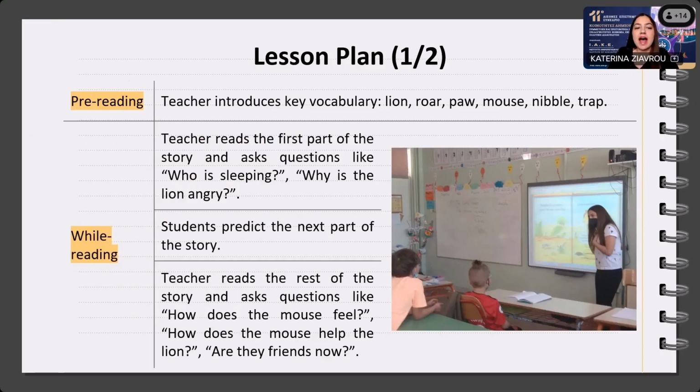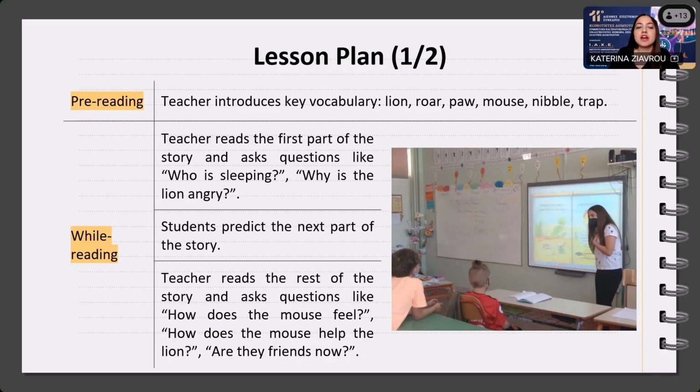The teacher asks factual questions like who is sleeping, why is the lion angry, to check comprehension and encourage students to retell parts of the story. Students are then asked to predict what will happen next. In the second part of the while-reading stage, the teacher continues with the rest of the story.